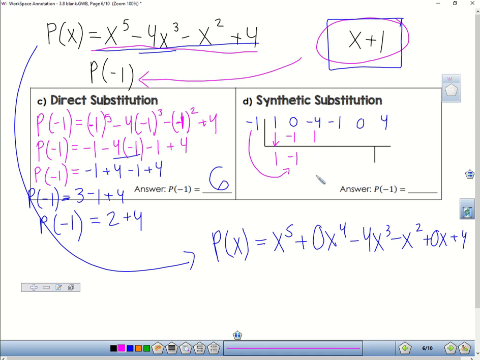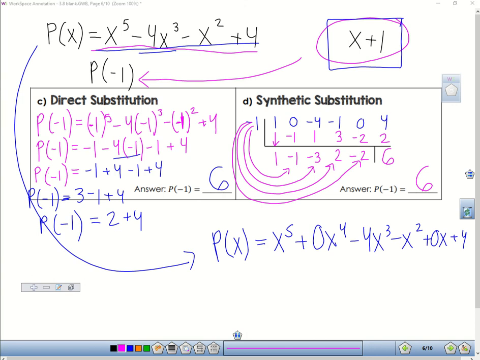Positive 1. We add. What's negative 4 plus 1? Very good. Then we multiply again. Negative 1 times negative 3. 3. Then we add. What do we get? We multiply again. What's negative 1 times 2? We add. Negative 2. Multiply again. Positive 2. What's 4 plus 2? 6. Your remainder is 6. Your answer is 6. See how we got the same answer 4 different ways? Everybody good with that?